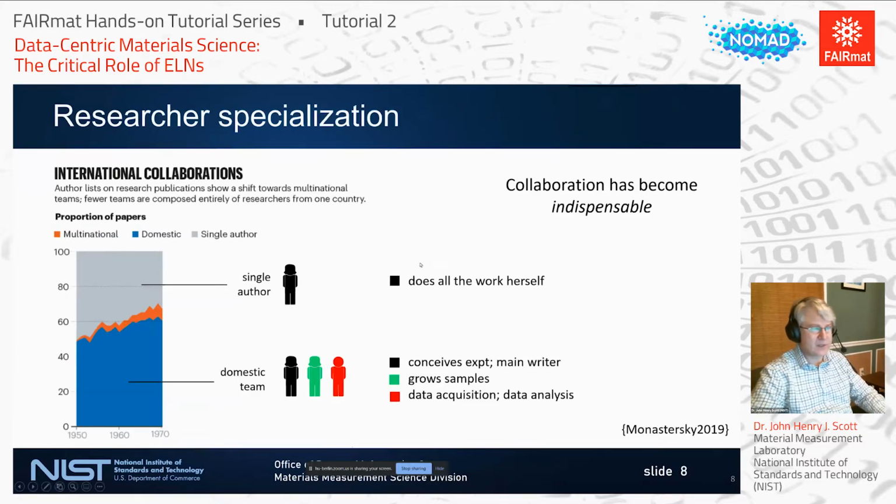Let me focus on this last bit, research specialization, just a bit. The data I'm showing is from a Nature paper from 2019, and it's about how international collaborations have changed over time. So the plot has the year on the x-axis, from the 1950s to the decade of the 1970s. And on the vertical axis is the percentage of papers that are single-author papers, compared to domestic teams, or global or multinational teams in orange.